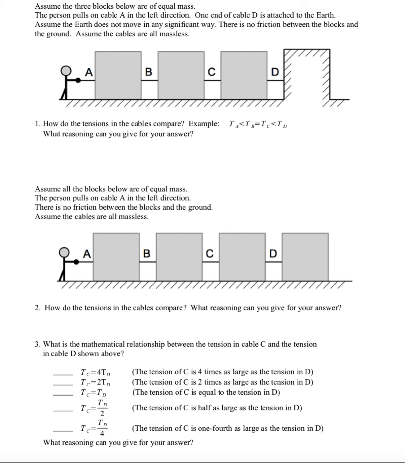Assume the earth does not move in any significant way, and there's no friction between the blocks and the ground. Assume the cables are massless. How would the tensions compare in the cables?